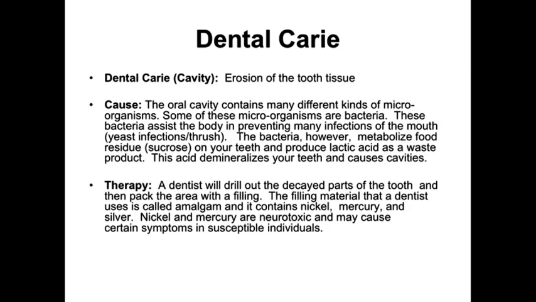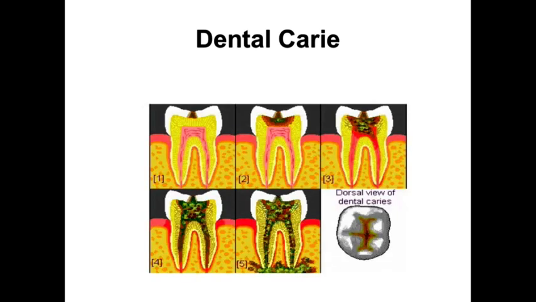And the therapy is now the dentist is going to drill out the decayed part of the tooth, and they'll try and pack it with a filling. Hopefully not one that contains mercury these days. So many of the silver fillings contain a lot of metals: nickel, mercury and silver. And nickel and mercury are very, very neurotoxic and can cause many neurological symptoms in many people.